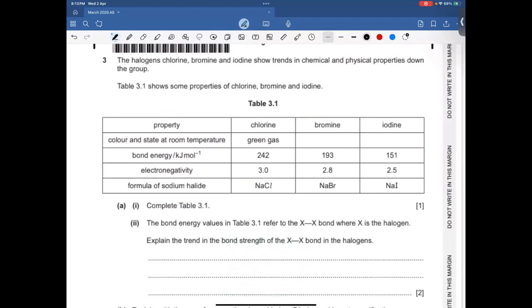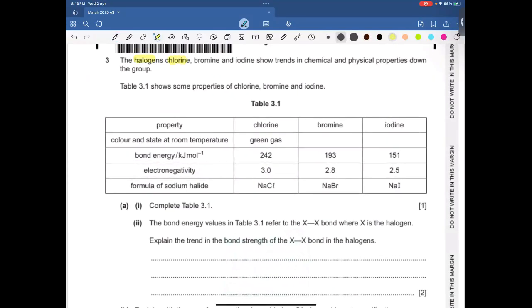It seems to be related to group 17. Halogens, chlorine, bromine, and iodine show trends in chemical and physical properties down the group. The table shows some properties of chlorine, bromine, and iodine. All right, complete table 3.1. What's not given? The color of bromine at RTP and the color of iodine at RTP. So bromine is a brown liquid, and you can also say red-brown. Iodine is a black solid.